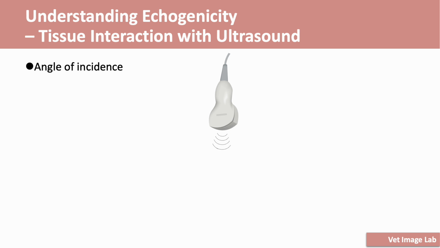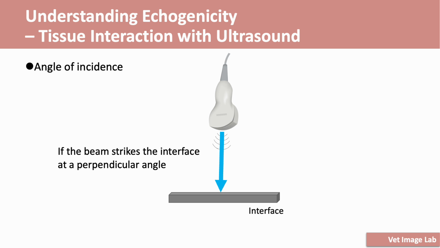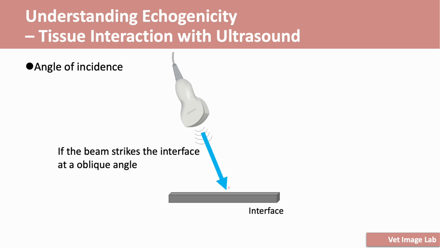Another key factor that affects reflection is the angle of incidence. This refers to the angle at which the ultrasound beam interacts with a structure. When the beam reaches an interface, which is the boundary between two different tissues, the angle of incidence determines how much sound is reflected. If the beam strikes the interface at a perpendicular angle, or 90 degrees, most of the sound waves are reflected directly back to the transducer, creating strong echoes and a brighter image. However, when the beam strikes at an oblique angle, more sound waves are deflected away instead of returning to the probe. This can result in weaker echoes, or even the loss of some structures on the image.